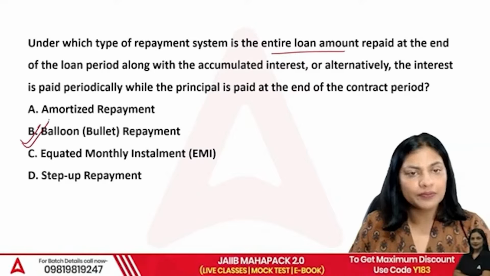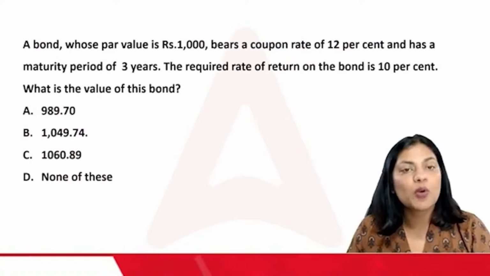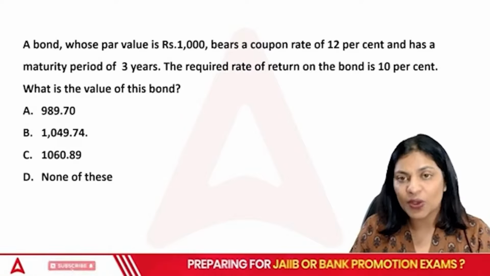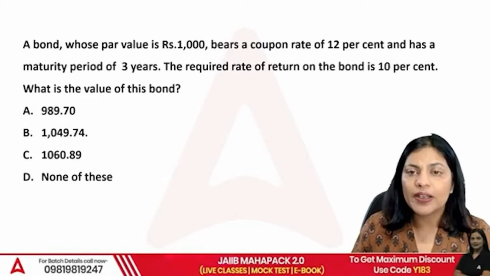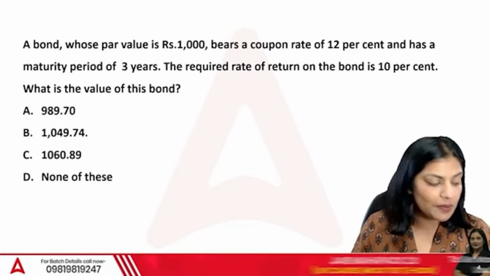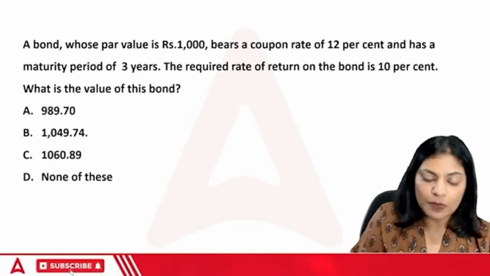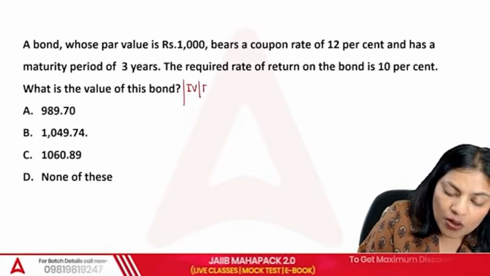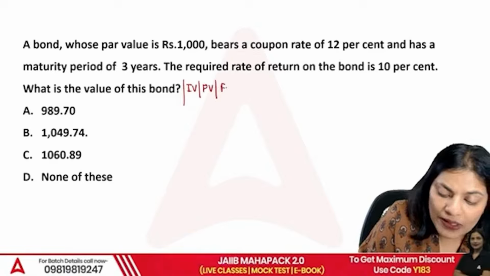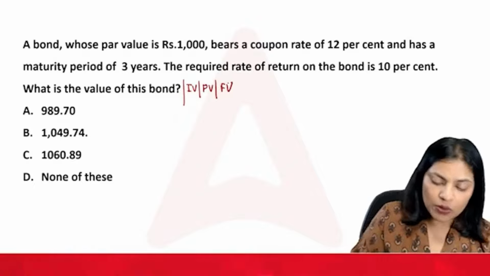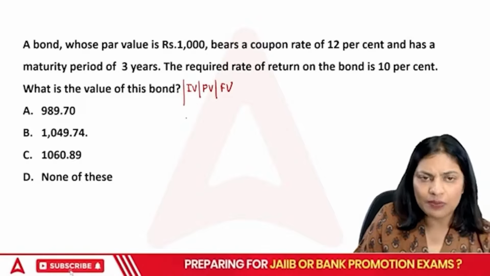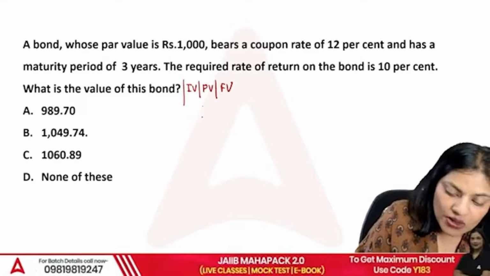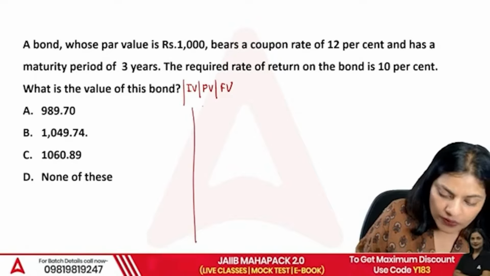balloon repayment. Then a bond whose par value is 1,000 bears a coupon rate of 12% and has a maturity period of 3 years. The required rate of return on the bond is 10%. What is the value of this bond? Now in exam, they can ask you intrinsic value or present value or fair value of a bond. How do we solve these questions? All these are synonyms for this.